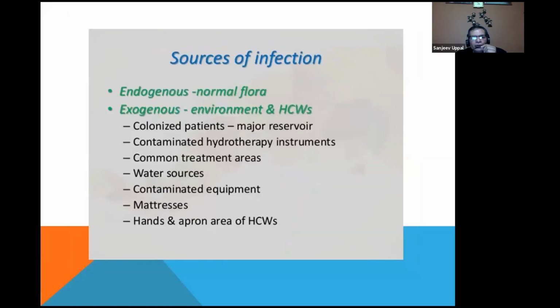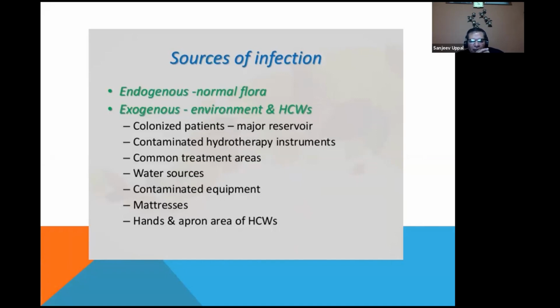So then the sources of infection, if we see: the endogenous is the normal flora of the body. Once the patient becomes immunocompromised, that very flora will lead to infection. And then is the exogenous, that is the environment and the hospital kind of things, like the colonized patients. If there is a patient lying in the same unit who is already infected and there is no barrier nursing. Then are the contaminated hydrotherapy instruments.